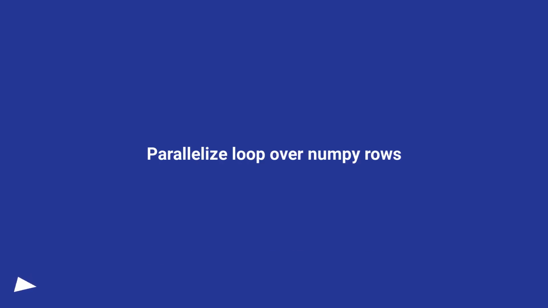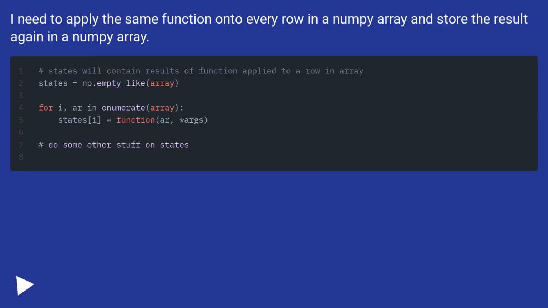Parallelize loop over numpy rows. I need to apply the same function onto every row in a numpy array and store the result again in a numpy array.